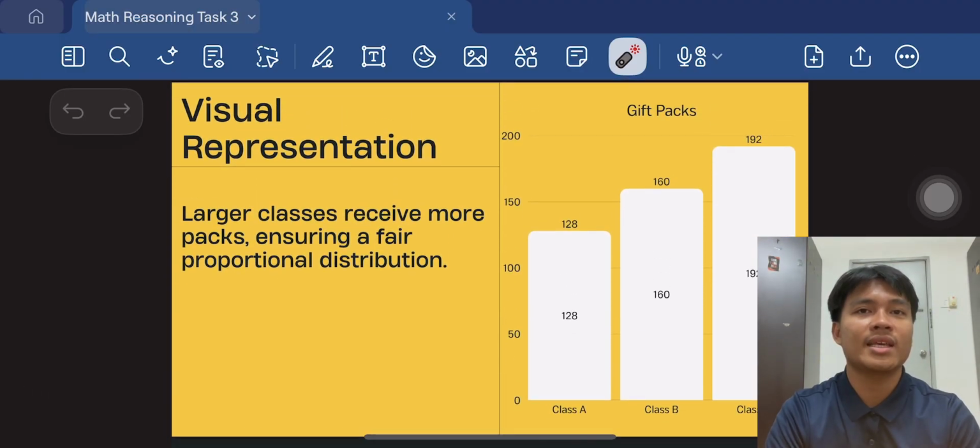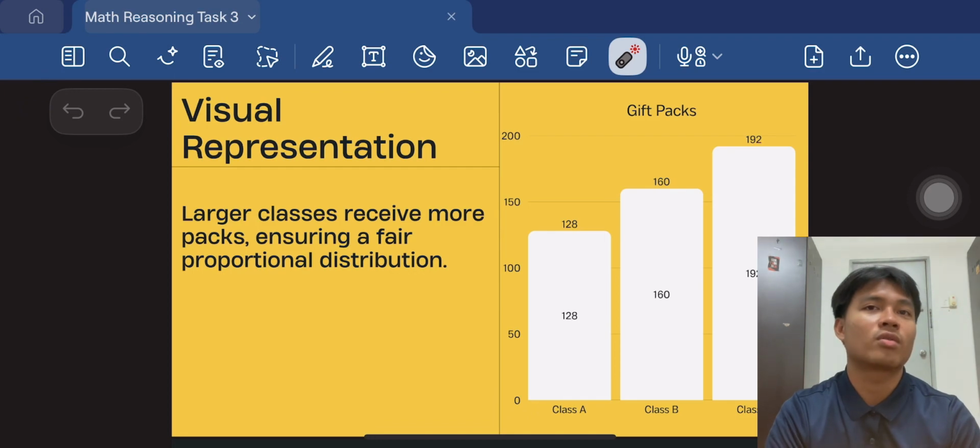As you can see, Class C has the tallest bar since it has the most students, followed by Class B and then Class A. This shows that larger classes get more packs, but remember, every student still gets the same share. That's the key idea behind proportional fairness.